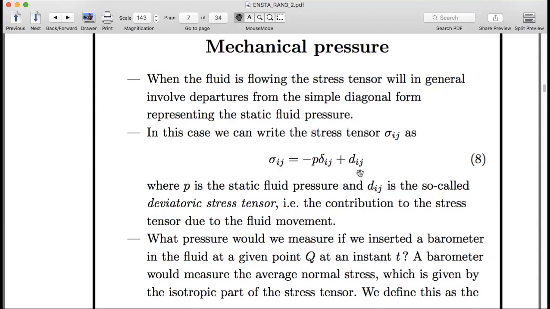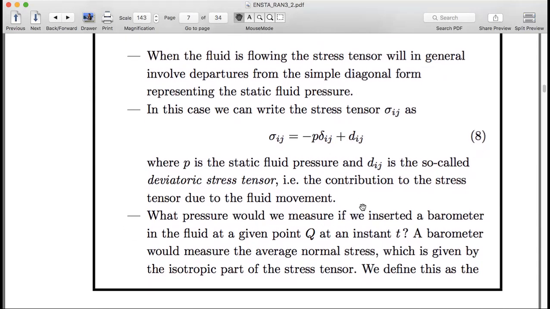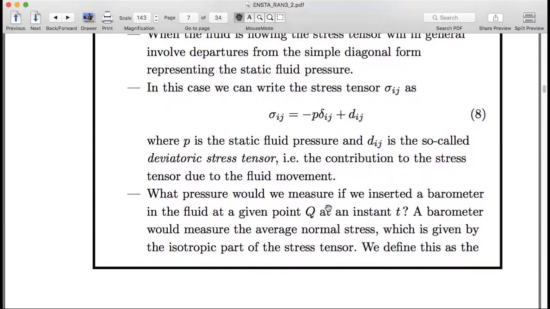to finally arrive at this total stress tensor here. So this D_ij is what we call the deviatoric stress tensor. I guess that comes from the word deviation, so a variation from this isotropic part. If the fluid were stationary, if you could somehow bring the fluid to rest, the D would go to 0, and we would just have the static fluid pressure equal to the total stress tensor. So the D is due to the motion.